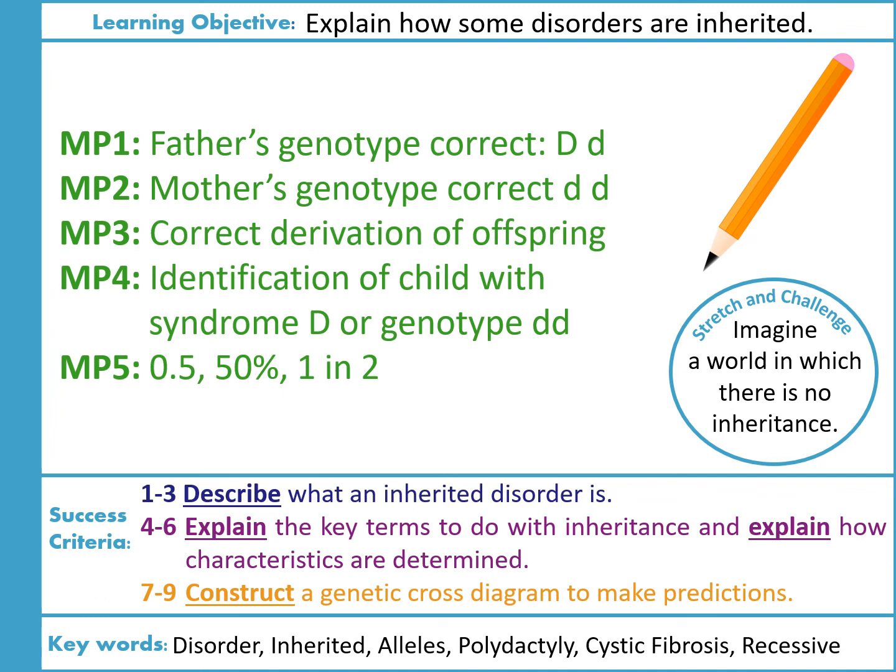For marking point 1, you should have got the father's genotype correct, big D, little d. You should have got the mother's genotype correct, little d, little d. You should have derived the offspring correctly. That means you need to have filled in the boxes correctly based on the mother and the father's genotypes. And you need to have identified that potential child with the syndrome by putting a circle around it. And for the final marking point, you needed to have given the chance of having the syndrome, so 0.5, 50%, or a 1 in 2 chance.